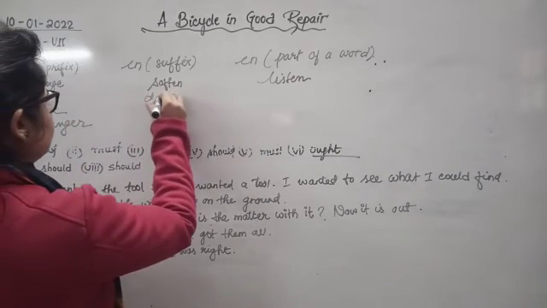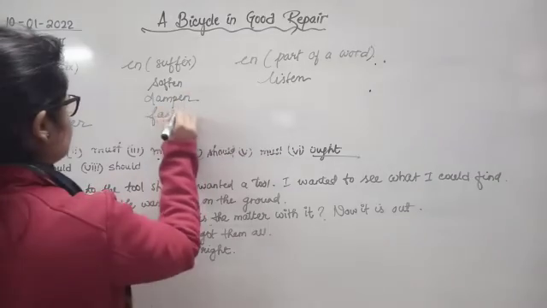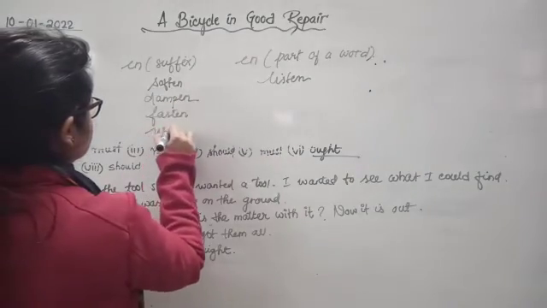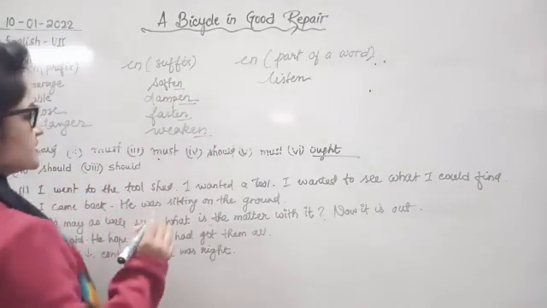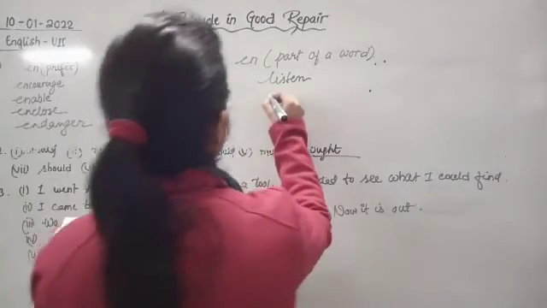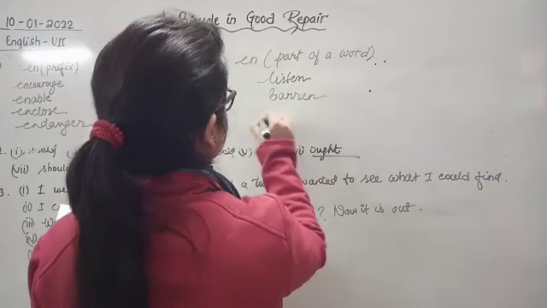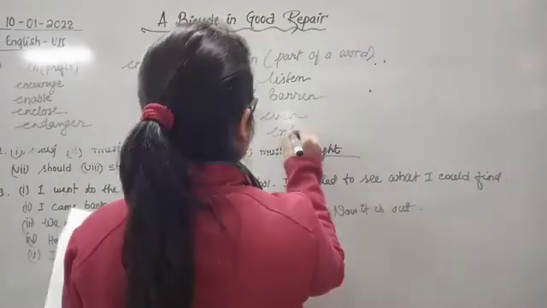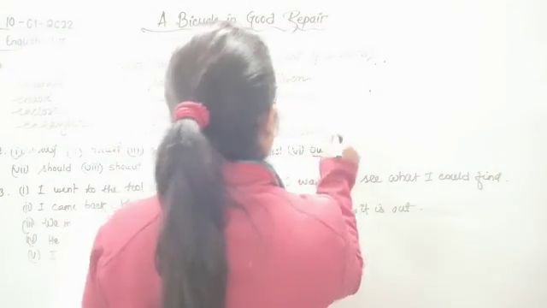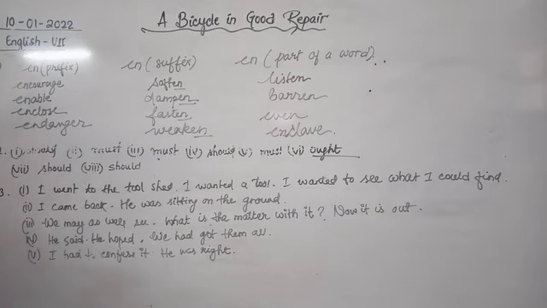Soften, dampen, fasten, weaken. As the suffix, en is used at the end of the root words, you can see, so it's the suffix. Now listen, barren, even, enclave. Yes, children, so these all are what? These all are root words, part of a word only, we have used the word N.